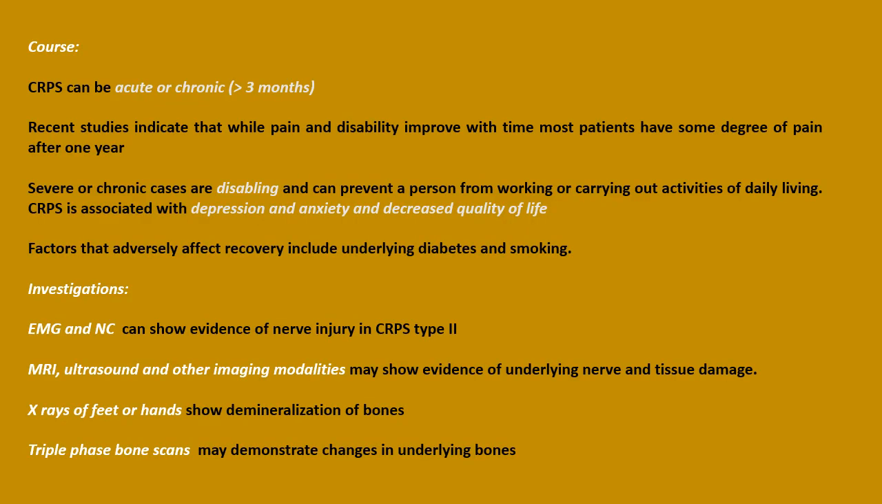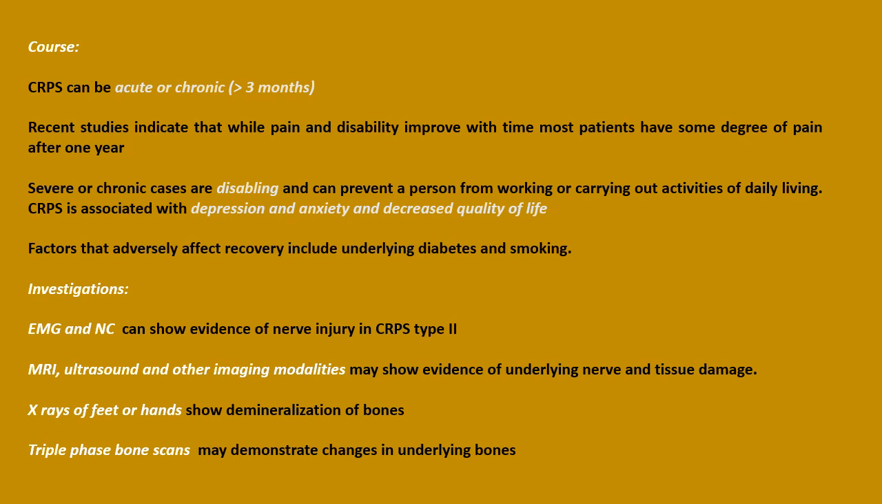Course can be acute or chronic, which is more than 3 months duration. Recent studies indicate that while pain and disability improve with time, most patients have some degree of pain after 1 year. Severe or chronic cases are disabling and can prevent a person from working or carrying out activities of daily living. CRPS is associated with depression and anxiety and decreased quality of life. Factors that adversely affect recovery include underlying diabetes and smoking.